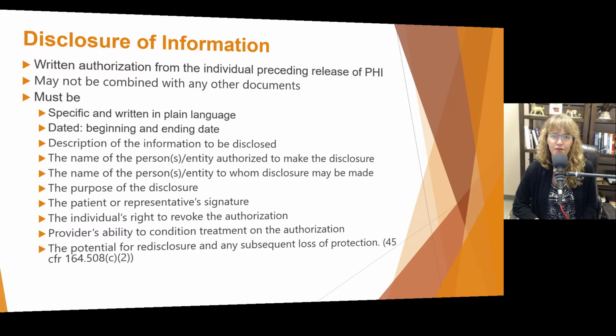So the client may say this is good for 2 weeks or 1 year, but you need to have a beginning and ending date. There needs to be a description of the information to be disclosed, the name or description of the person or entities authorized to make the disclosure, as well as a name or description of the person or entity to whom the disclosure is made. So I would need to have my name and address on the file as the person authorized to make the disclosure, and I would need to have, for example, the name of the probation officer and the address if I am releasing information to them.